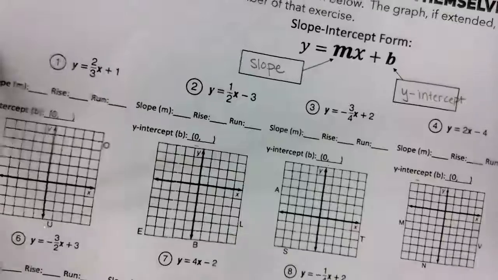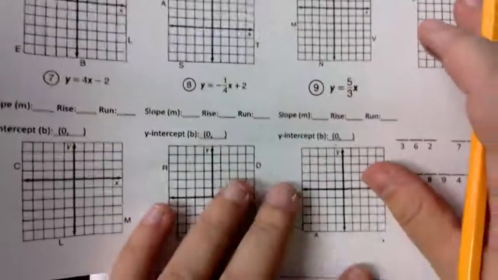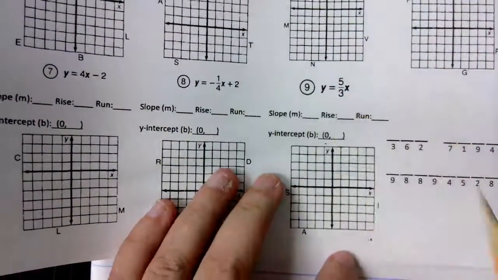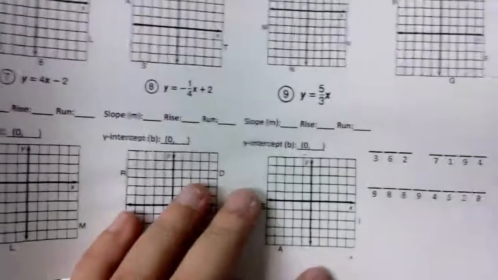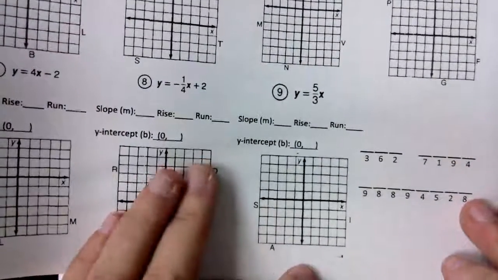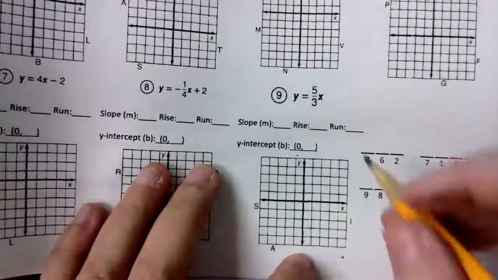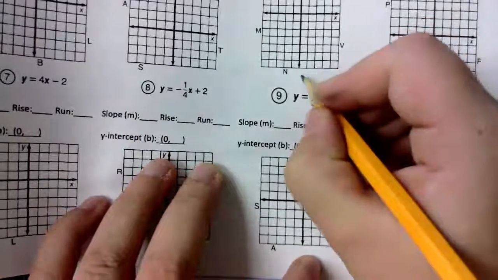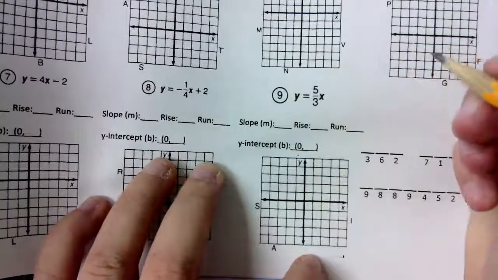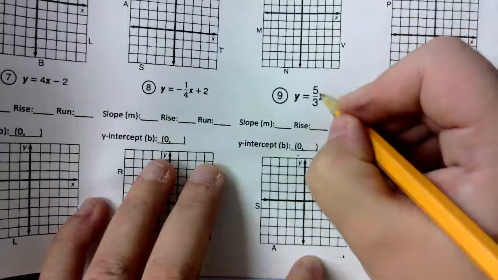So smart. All right, so we're going to do number 9, because we didn't do one that looked exactly like this in your notes. I think a lot of you can figure it out, though. Does this look like y equals mx plus b? No. What part do we know, though? That the slope is 5 over 3.